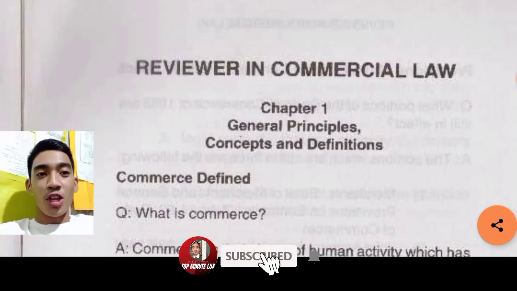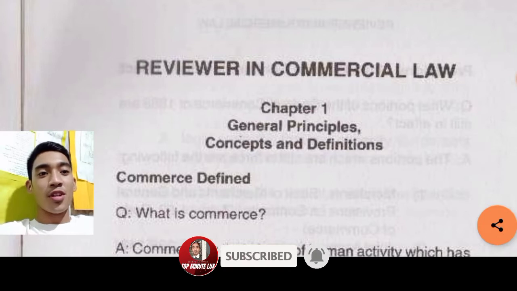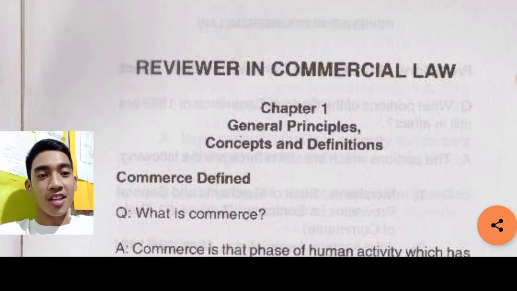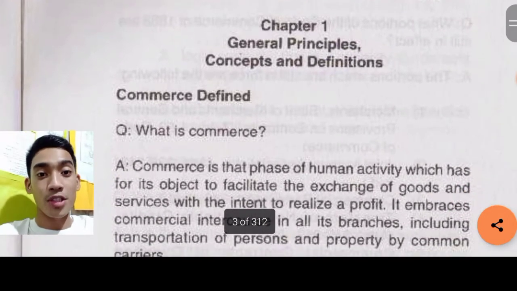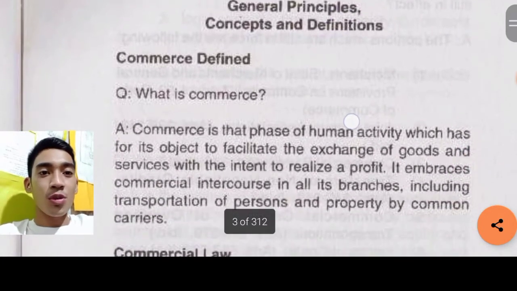This is Commercial Law Reviewer from Balbastro. So let us have first the chapter 1, general principles, concepts and definitions. This reviewer is from Balbastro. It is in the form of question and answer.